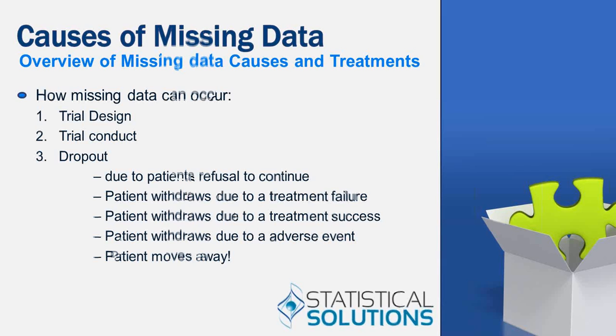Sometimes things with trial design and conduct can be controlled and enhanced, whereas a lot of the issues with patient dropout are completely outside of any trial's control. Dropout can come from patients refusing to continue, or withdrawing due to treatment failure or treatment success. They get better, they want to go home, they don't want to keep going back into a hospital or into a trial. Patients also withdraw because of an adverse event from the treatment, or simply because a patient moves away to a different part of the country and it's not possible to continue with the trial.